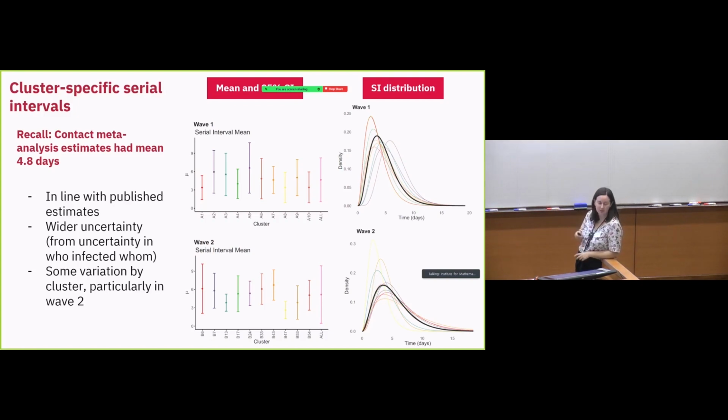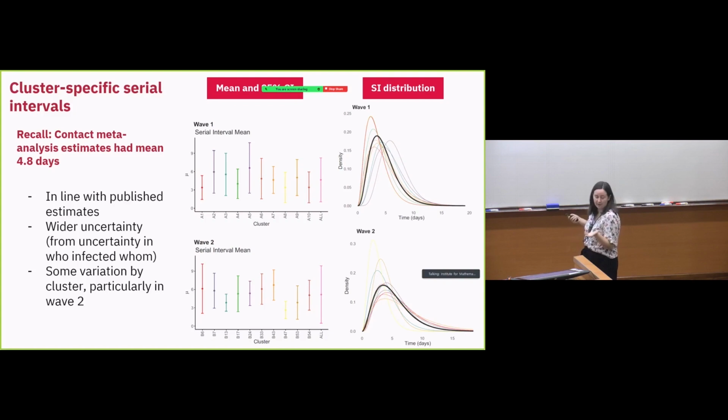We did a statistical test of whether any of these serial intervals were significantly different, and after we took a multiple testing correction into account, indeed, none of these were significantly different. But I'll speak a bit more about that in a second. We do see pretty wide uncertainty in some of these estimates arising from that large uncertainty in who infected whom.